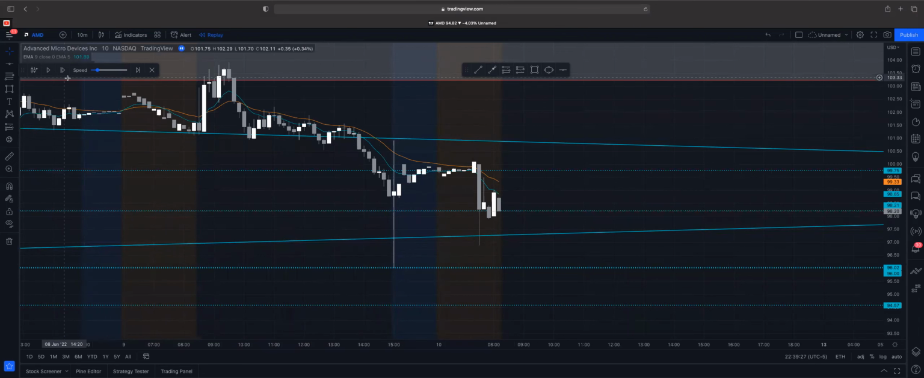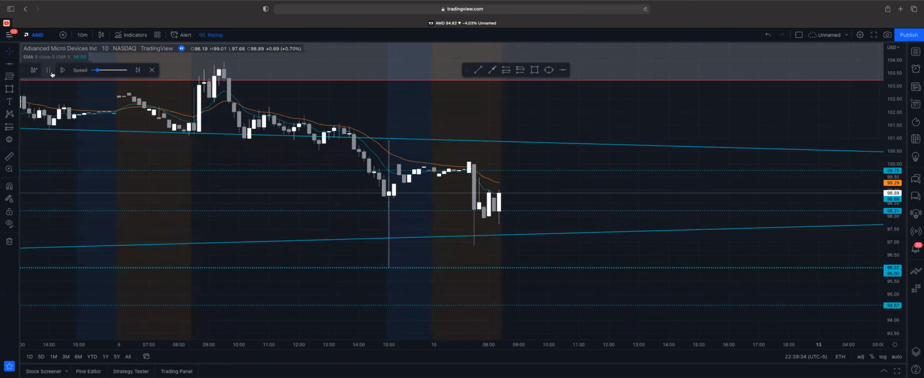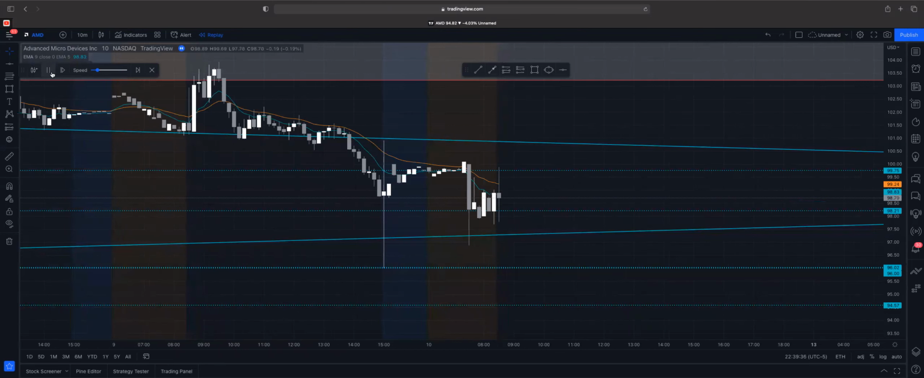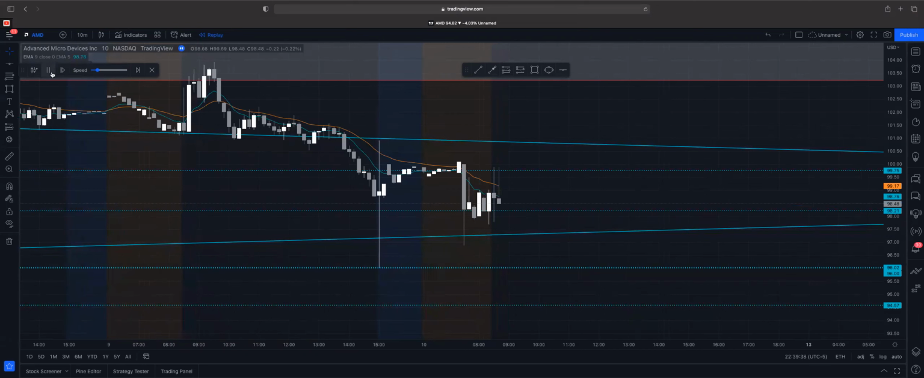So here we go. The market opens right here. It's about to open. It's open now. There we go. So as you can see, we have a push to that level.